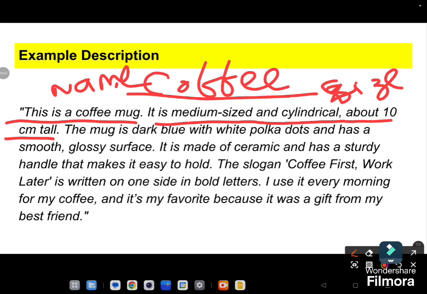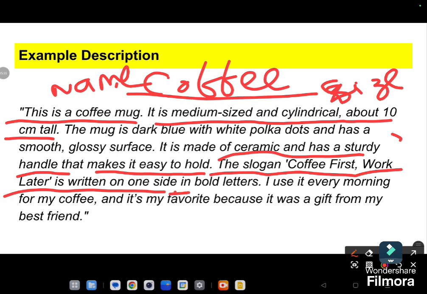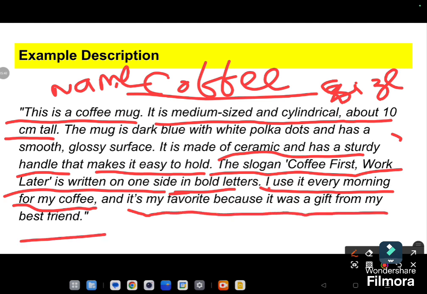The mug is dark blue with white polka dots and has a smooth, glossy surface. Now I included the color, the structure, etc. It is made of ceramic and has a sturdy handle that makes it easy to hold, a special feature. And the slogan "coffee first, work later" is written on one side in bold letters. And finally, I use it every morning for my coffee, a personal touch, and it's my favorite because it was a gift from my best friend. So in this short paragraph, describing a coffee mug, I included all the five aspects that we discussed.